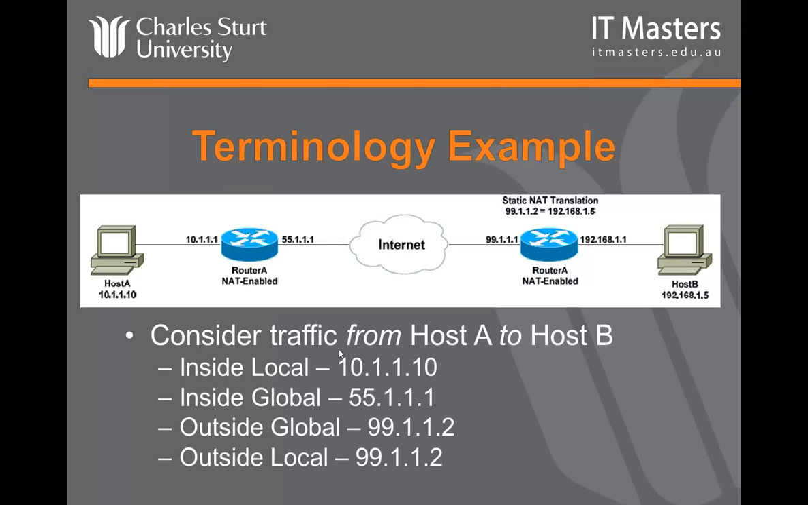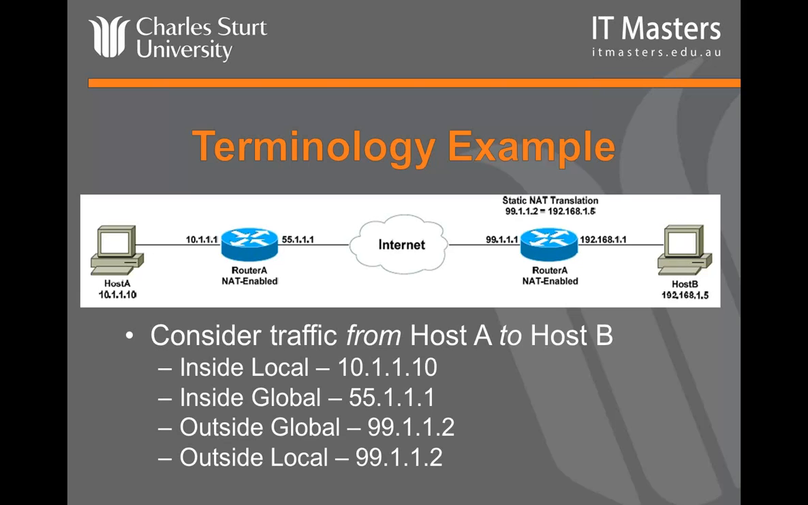If we consider traffic moving from left to right in our diagram, the inside local on host A is 10.1.1.10. That's the actual address that is connected to that particular host. The inside global address, remember, is the inside host as it appears to the outside world. In this case, we're going to NAT 10.1.1.10 to the inside global of 55.1.1.1. So that is how host A will appear to the outside world.